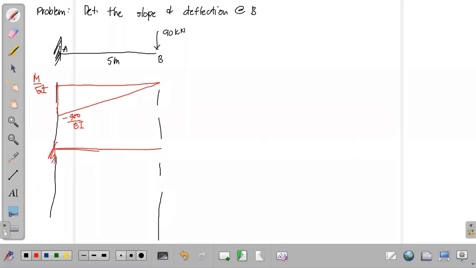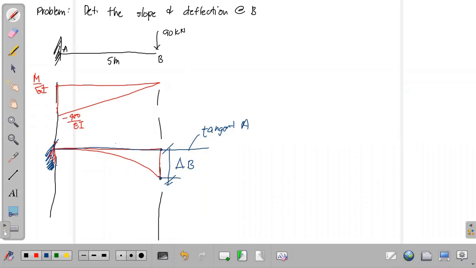So this will be our tangent line A at point A, since this is fixed support. Okay? No deflection, no rotation. We have to solve for the deflection at B. So for the deflection of B, this is our original beam. Ito yung elastic curve natin. Ito yung magiging deflection at B natin.